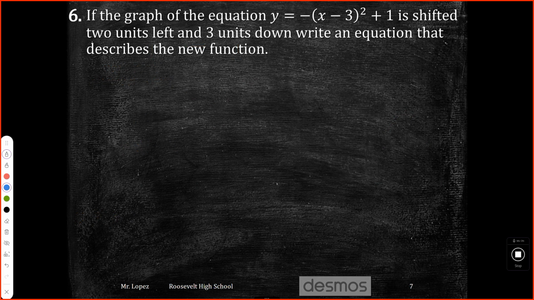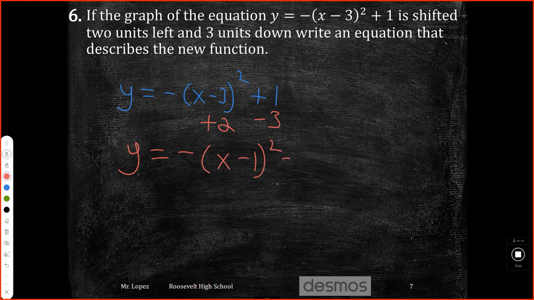If this graph or this equation is shifted 2 units left, that's going to be dealing with the inside here. Left 2 units is because we're adding 2 on the inside. 3 units down, that's because we are subtracting 3 on the outside. What would be the equation of this new function? It would be y equals negative (x minus 1) squared minus 2.